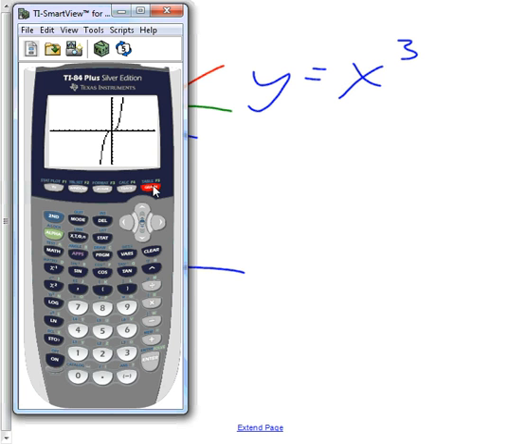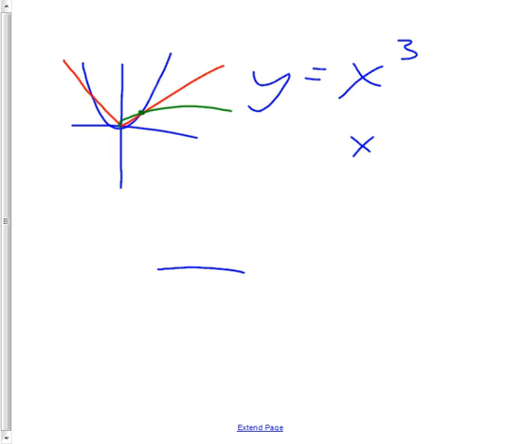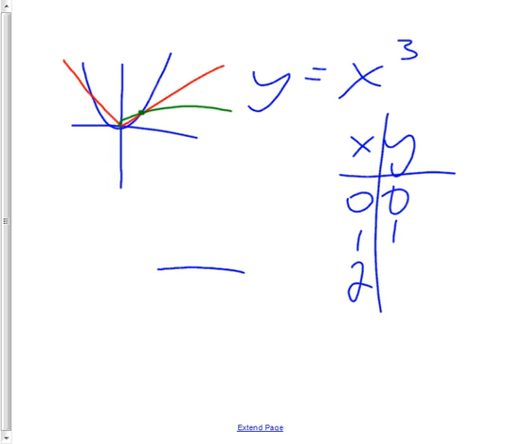Now, what are some main points, the parent points on this thing? Do you agree (0, 0) is on it? All right, so then I could put (0, 0). Now, you can just plug in numbers and make it happen. If I stick in a 1, 1 cubed is 1. That works. If I stick in a 2, 2 cubed is not 4. What's 2 cubed? 8.